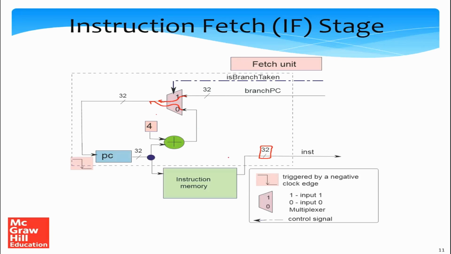The fetch unit per se is fairly simple. The important points to note are that we'll be using these dotted arrows for the control signals for controlling the multiplexers. The multiplexer will have a 0 input and a 1 input, basically to say that if is branch taken is 1, we use the branch PC. Otherwise, we use PC plus 4 as the input, which will show up at the output. So pretty much that's all. It's a fairly simple circuit with one register, one adder, and one multiplexer. That's almost as simple as it gets.